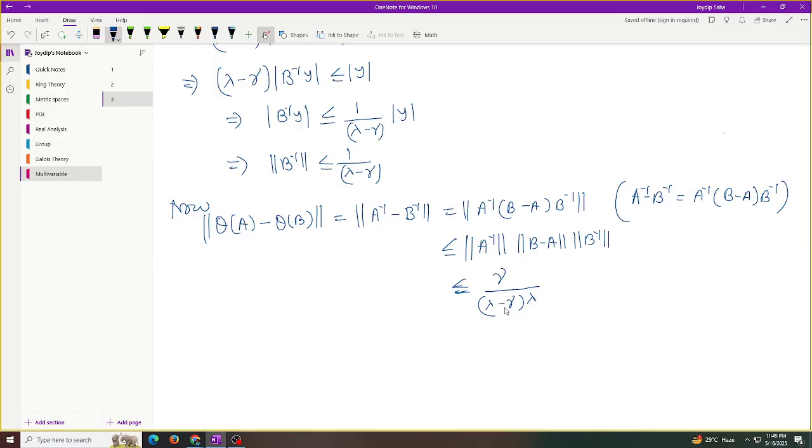Now as A tends to B, this implies gamma tends to 0.